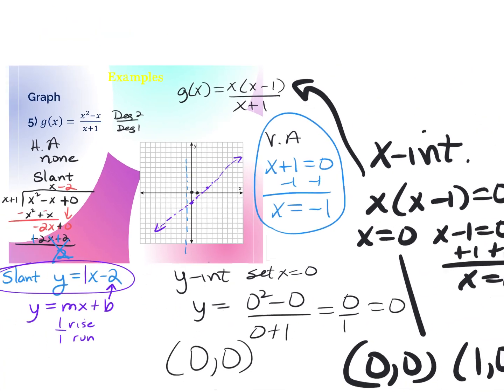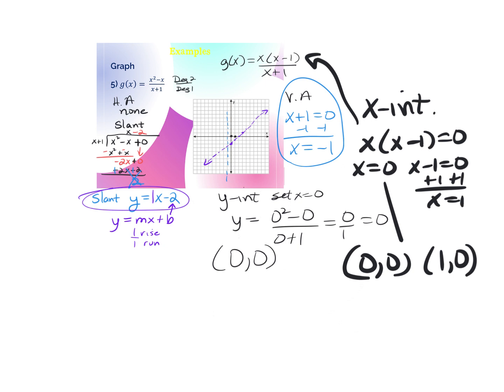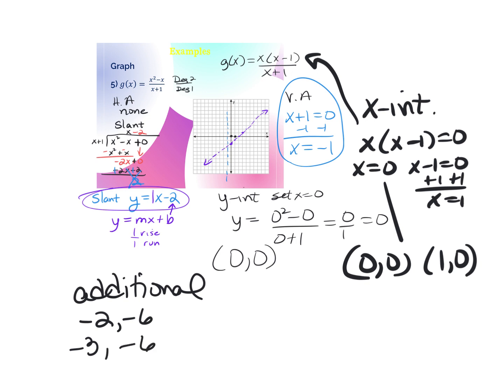Now I need to get the additional points from my calculator. So let me go ahead and enter the original function into my calculator. Ordered pairs. Oh, I forgot to do domain on the other one. Let me go back and do that. So additional ordered pairs on this one, I could do -2, -6. I also need another one less than -1. I could do -3, -6. And then to the other side, I could do 2 and then 2/3. I could do 3 and 1.5.